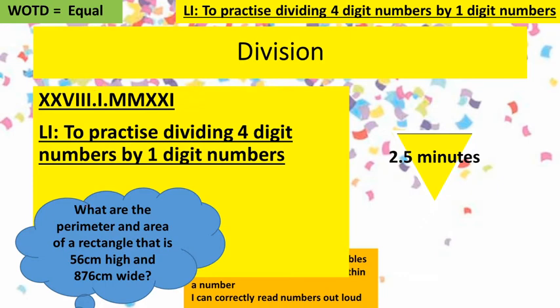And our starter to warm us up for the day is: what are the perimeter and area of a rectangle that is 56 centimeters high and 876 centimeters wide? So remember what we did yesterday for this. Pause the video, we draw a rectangle, put those lengths in. Can you figure out the lengths of the other sides? Can you figure out the perimeter and the area? So pause the video and have a go at that.